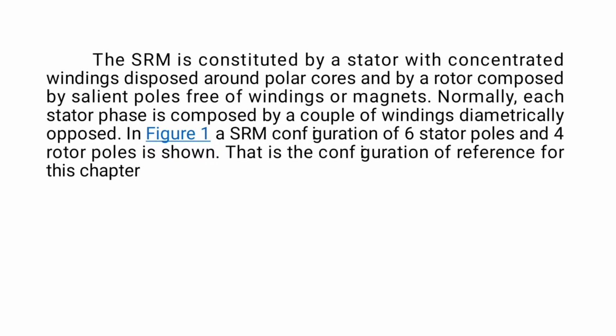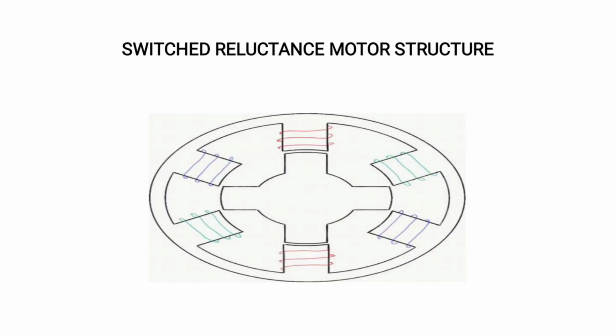The switched reluctance motor is constituted by a stator with a concentrated winding disposed around a polar course, and by the rotor composed of salient poles free of windings and magnets. Normally, each stator phase is composed of a couple of windings diametrically opposed. The SRM configuration of 6 stator poles and 4 rotor poles is shown. That is the configuration of reference for this chapter. It is a switched reluctance motor structure. There is a stator, rotor and the coils.